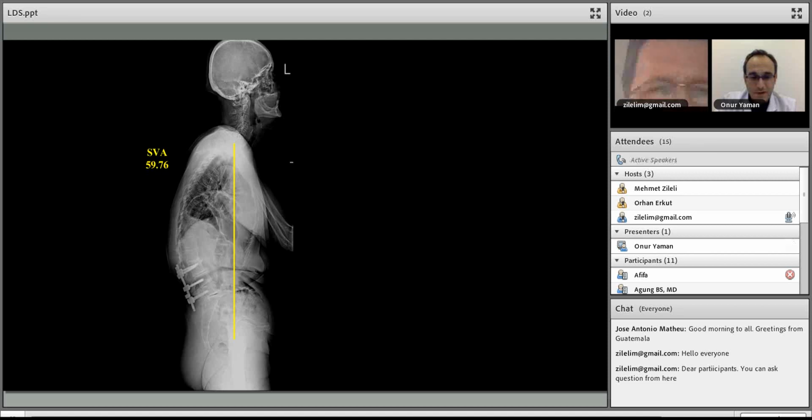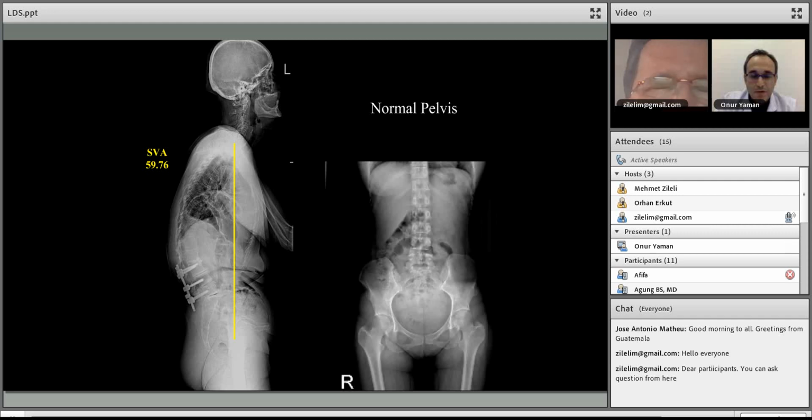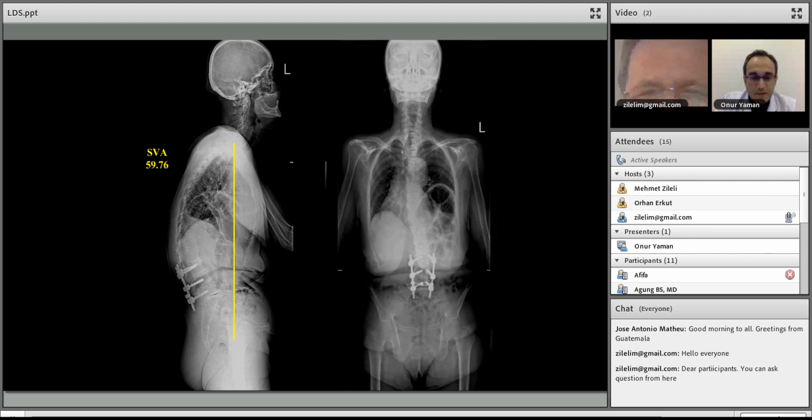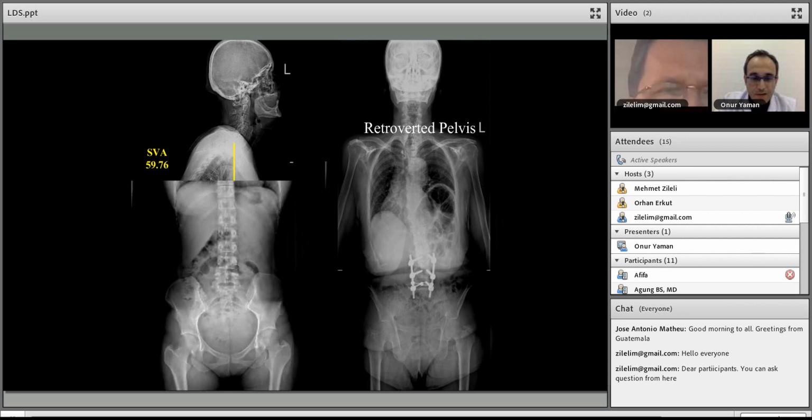As in this case, the SPA is nearly normal. If you look at a normal pelvis, you may see the pelvis in this shape, but for this patient, the pelvis, as you see here, has retroverted. You cannot see the inside of the pelvis here. Again, a retroverted pelvis and a normal pelvis. So we can guess whether the patient has a retroverted pelvis only by looking at the anteroposterior view of the pelvis.